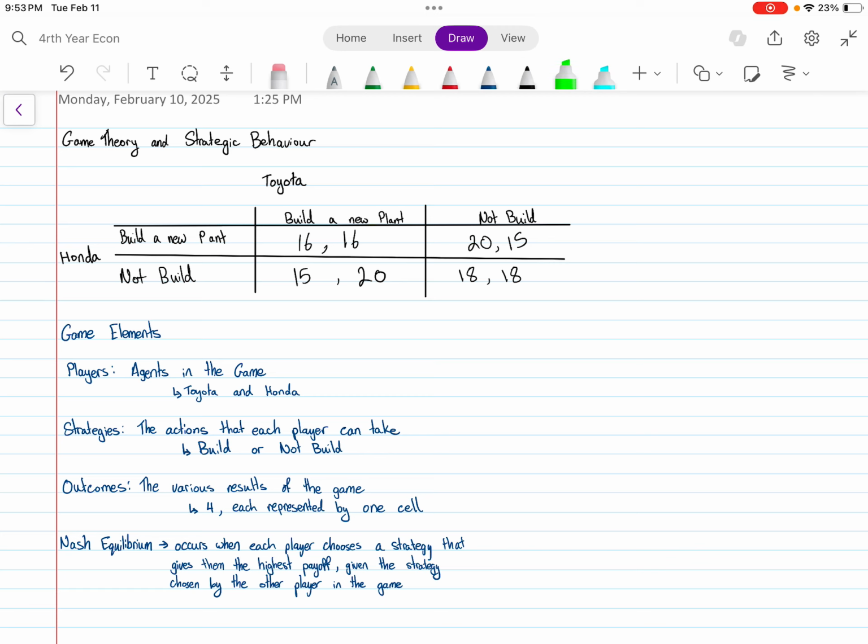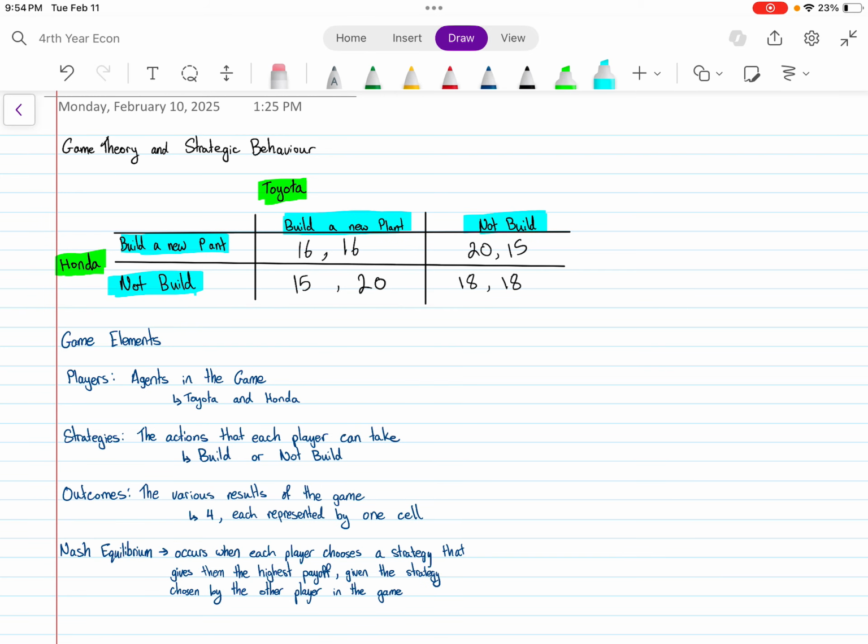So in this game, we have two players. We have Toyota and we have Honda. And each of these players has two decisions to make, which are the strategies. The strategies in this case for both players are either they're going to build a new plant or not build a new plant. And there are four possible outcomes, and those outcomes are in each cell. So these are the four outcomes right here: 16, 16, 20, 15, 18, 18, and 15 and 20.